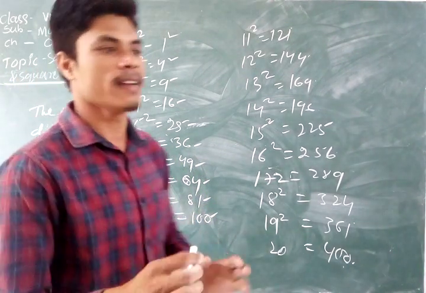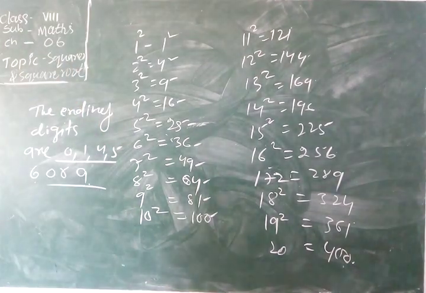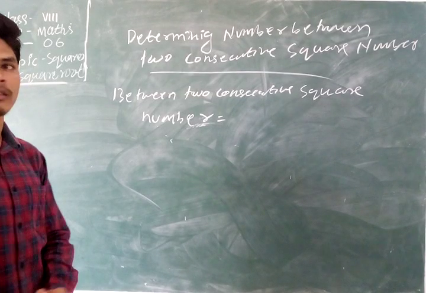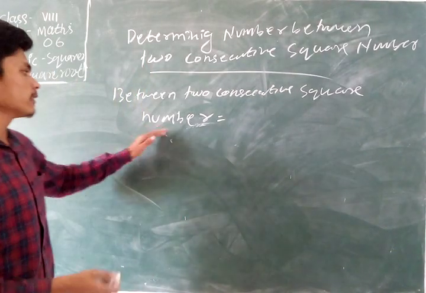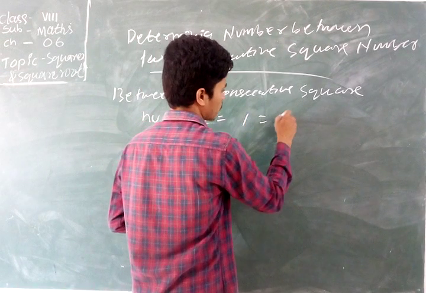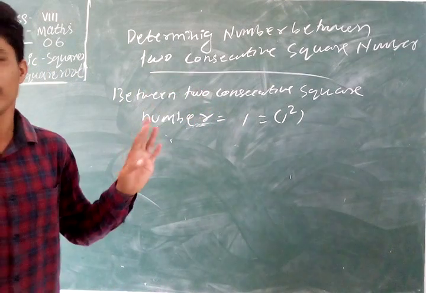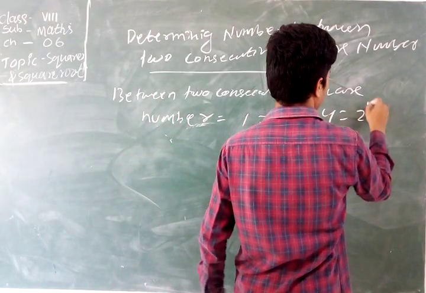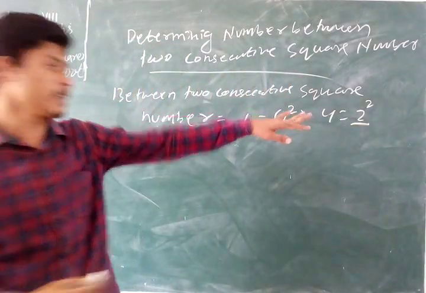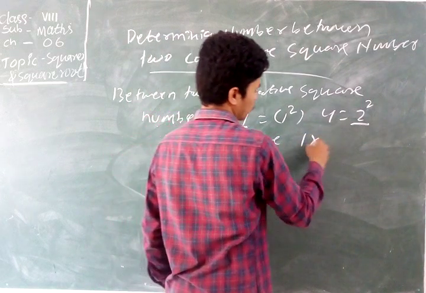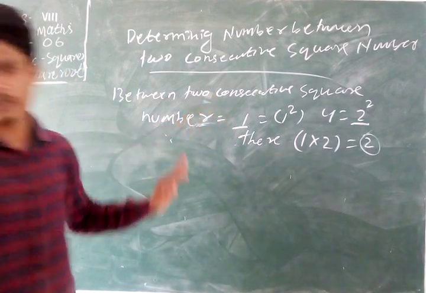Now we determine the numbers between two consecutive square numbers. Consecutive means the numbers are continuous. Consider 1 square, which equals 1, and 4, which equals 2 to the power 2. Then 1 into 2 equals 2. Is 2 a square number or not? 2 is not a square number. Non-square.